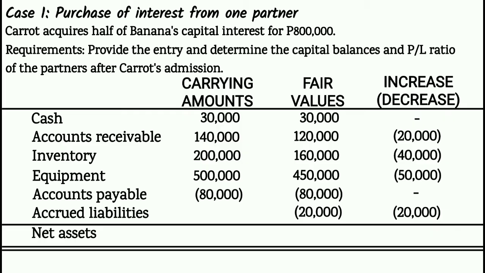I-compute na natin yung carrying amount ng net assets. 30,000 plus 140,000 plus 200,000 plus 500,000 minus 80,000. That is equal to 790,000 pesos. Next, fair value naman ng net assets. 30,000 plus 120,000 plus 160,000 plus 450,000 less 80,000 less 20,000. That is equal to 660,000 pesos.